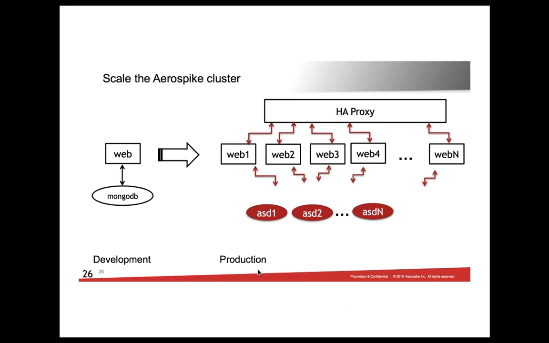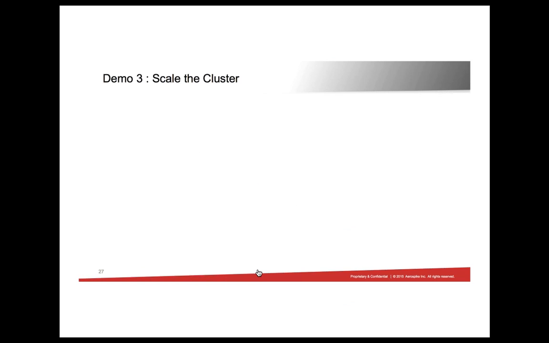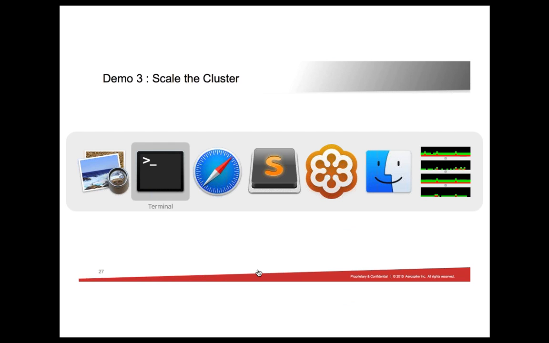So we've done the first part of the exercise, which is we've scaled the web tier and scaled the Aerospike cluster. Let's just assume we're now running out of the ability to read and write data. We need to now scale horizontally. So let's demo that piece.